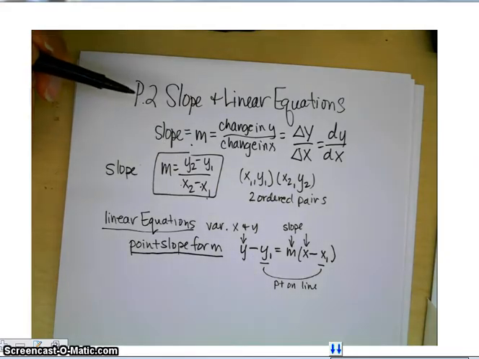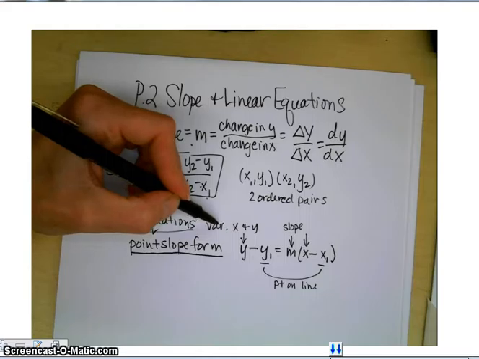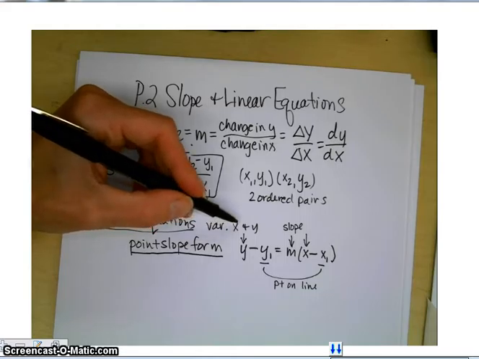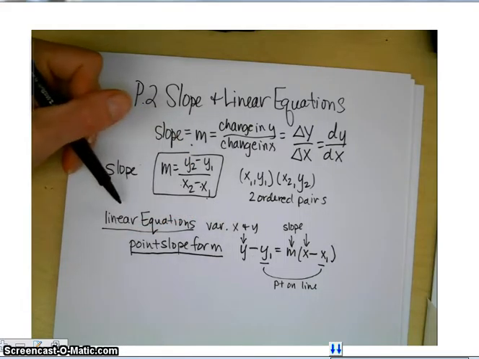Yes? What does the VAR stand for? Variables. The variables are x and y. In a linear equation, you have to have variables.